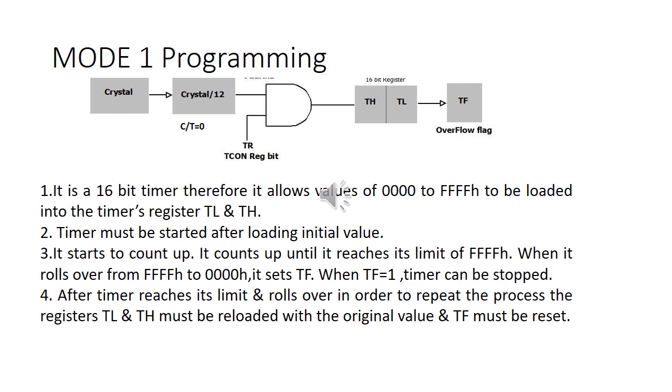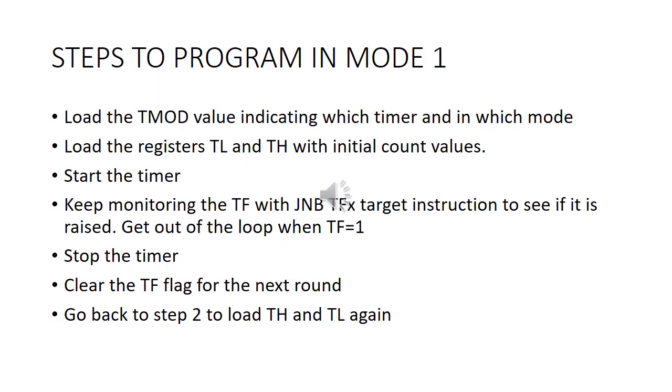The next step is, after the timer reaches the limit and rolls over, in order to repeat the process you should reload the value. You should reload the TL along with the TH value into these registers and the timer flag must be reset. Next are the steps to programming mode 1.